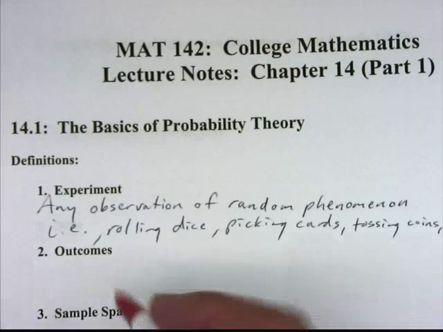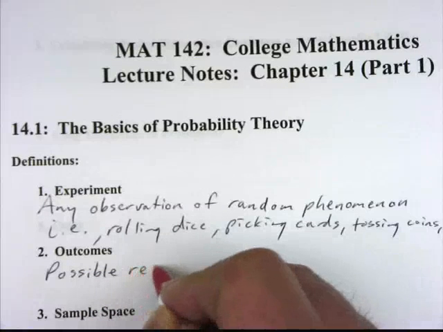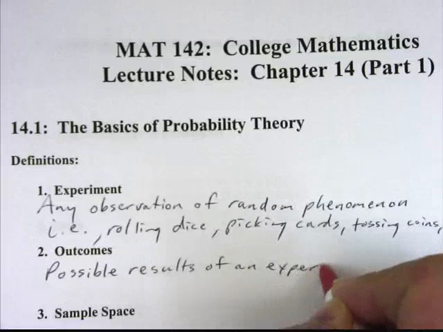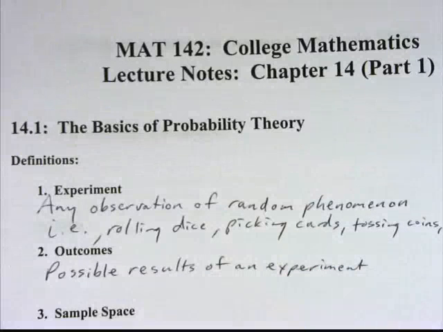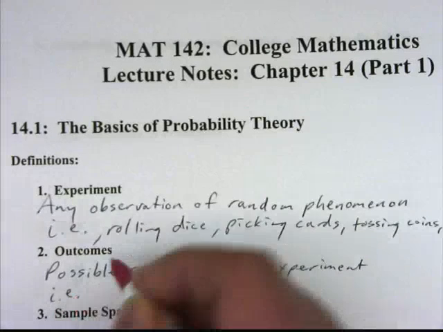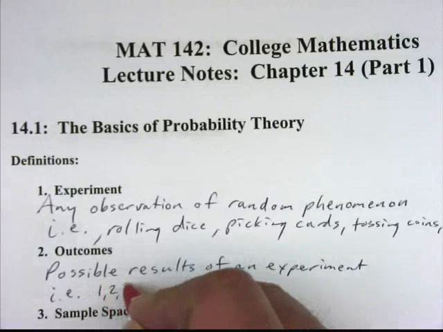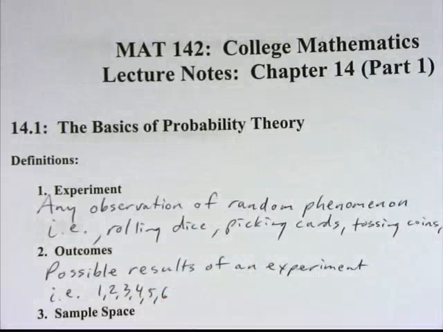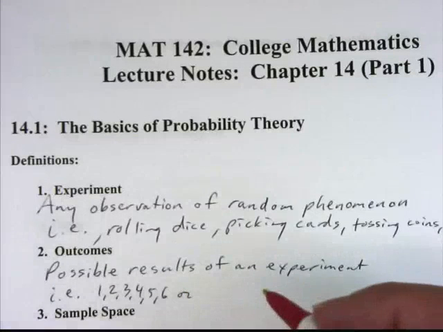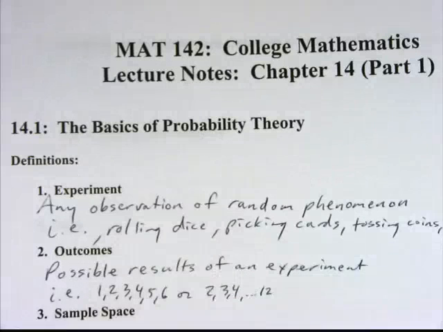Okay, the outcomes, those are the possible results of an experiment. So if our experiment is rolling dice, then those results could be, if we're rolling one die, you could get a 1, 2, 3, 4, 5, or 6 if we're dealing with a six-sided die. Or you could look at the sum of two dice. If you're rolling two dice, you could get 2, 3, 4, up through 12.